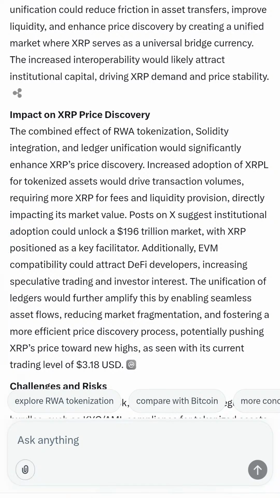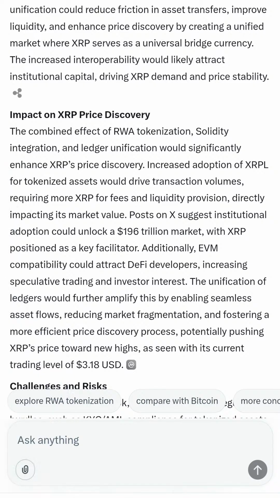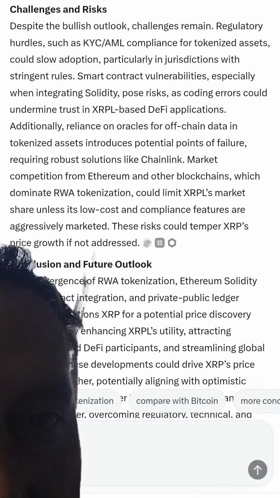Additionally, EVM compatibility could attract DeFi developers, increasing speculative trading and investor interest. The unification of ledgers would further amplify this, enabling seamless asset flows, reducing market fragmentation, and fostering a more efficient price discovery process, potentially pushing XRP's price toward new highs as seen with its current trading level of $3.18. Now, this is where it gets even better, folks.